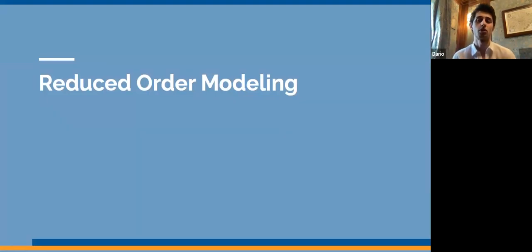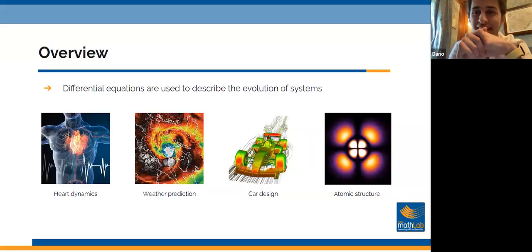Okay, so reduced order modeling, for the ones who are not aware, is a quickly emerging field in computational science. And I think the best way to introduce it is with an example. And this is the example that I want to show you. As you may know, differential equations are basically used to describe natural phenomena. They can be partial differential equations, ordinary differential equations, stochastic differential equations. What they all have in common is that they try to explain a system. So here, just to make some examples: herd dynamics, weather prediction, car design, or the atomic structure. They can all be explained in terms of differential equations.